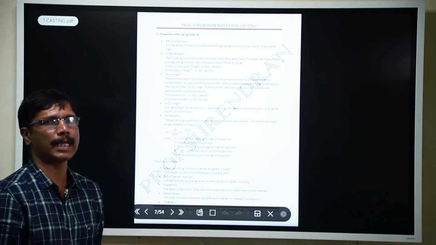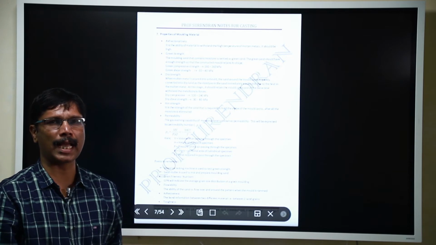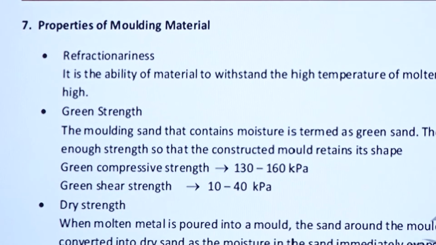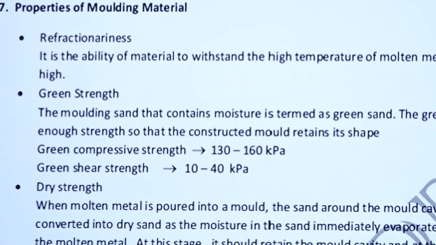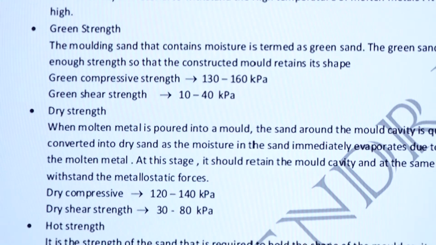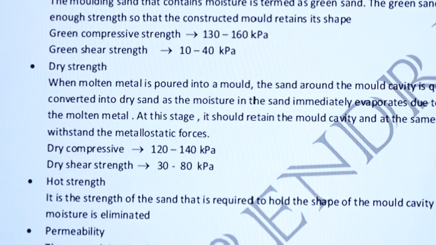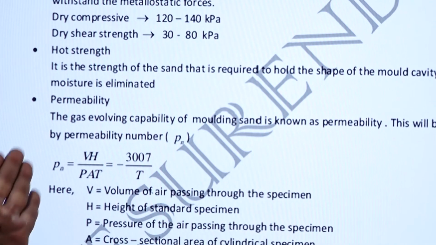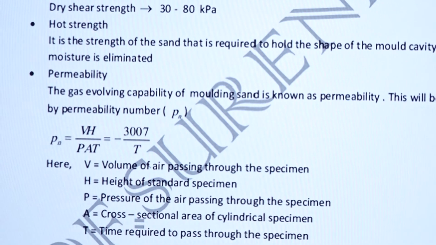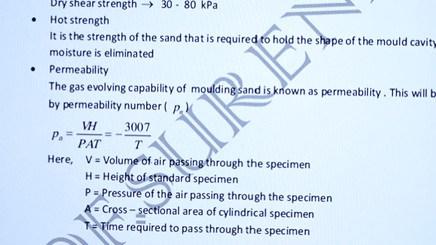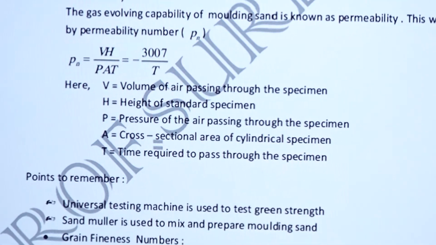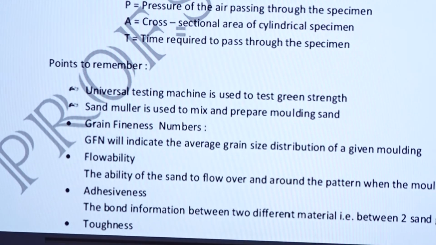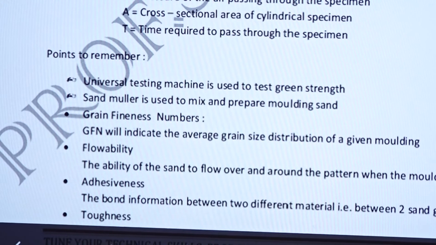Next, properties of molding sand. Refractoriness is the ability of sand to withstand high temperature. Green strength is the compressive strength the sand possesses when mixed with clay. Dry strength should be tested under the dry condition. Hot strength is the strength of the sand at elevated, high temperature. Permeability is the ability of the sand material to allow gas to escape during casting. When the sand touches the metal, it forms gas. That gas has to escape. The ability of sand to let the gas escape is called permeability.